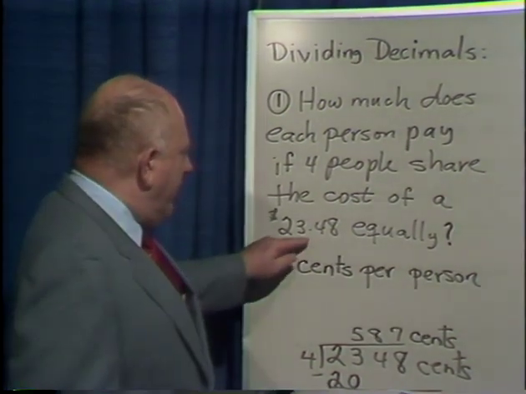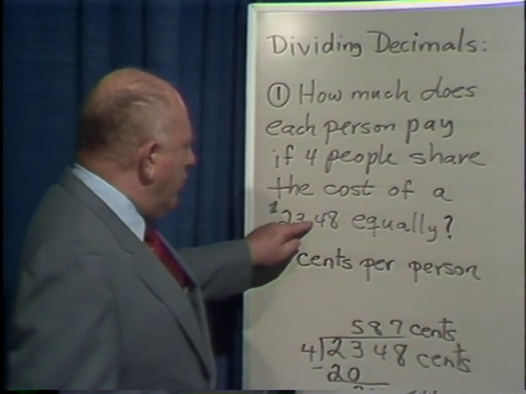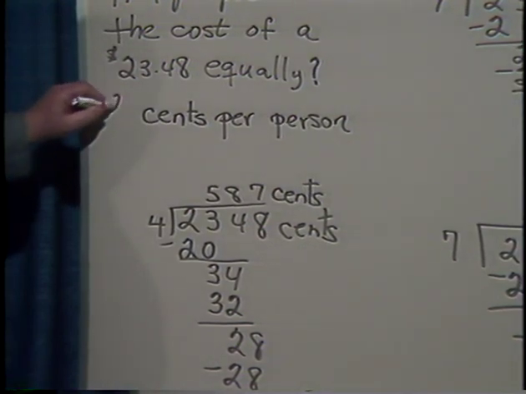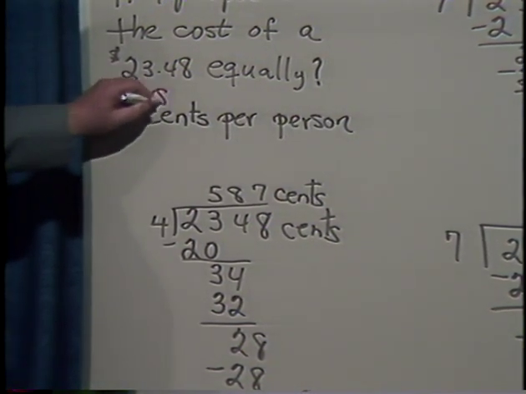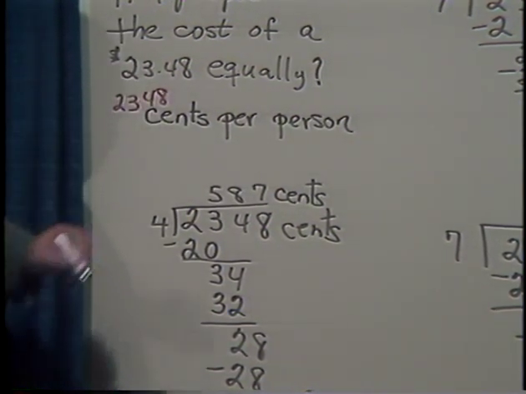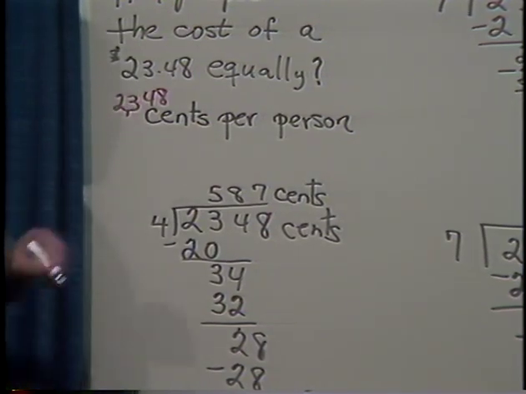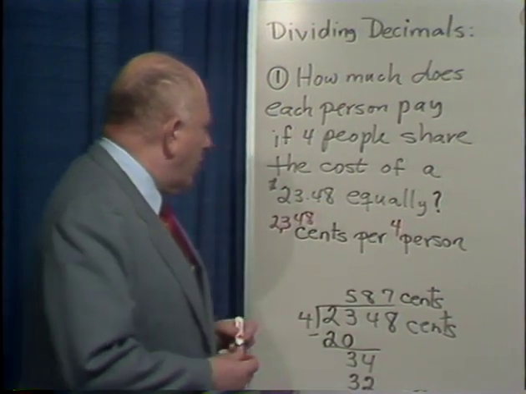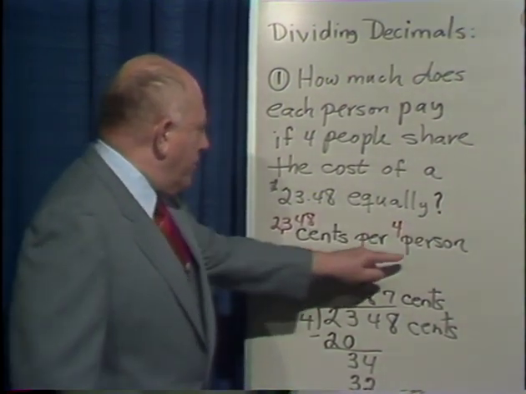$23.48 as being how many cents? You see, if the decimal point weren't in here, this would look like 2,348. But 2,348 of what denomination? Cents. And how many people are there? 4. So the problem is cents per person.